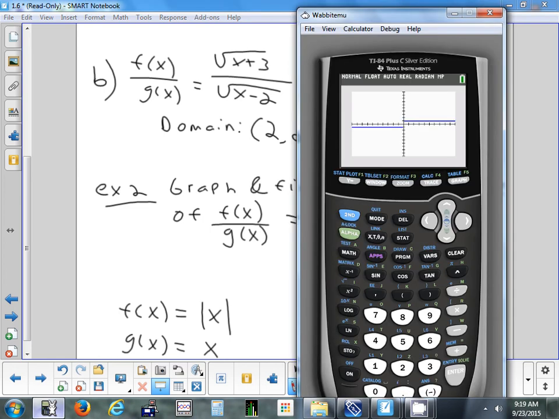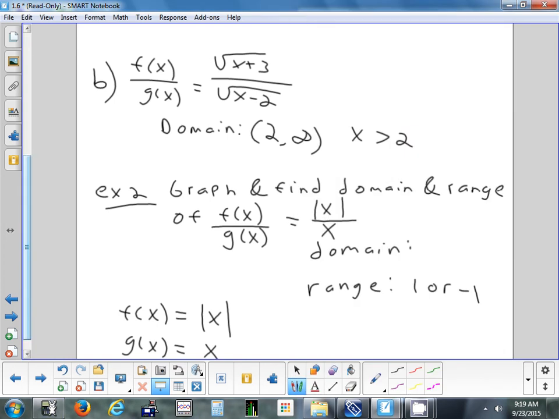And how about the domain? What values am I allowed to plug in for x? Greater than 0. Yeah? Anything that's not 0? Good job. Anything except 0. All right, so you could write all numbers except 0. Okay, all numbers except 0.